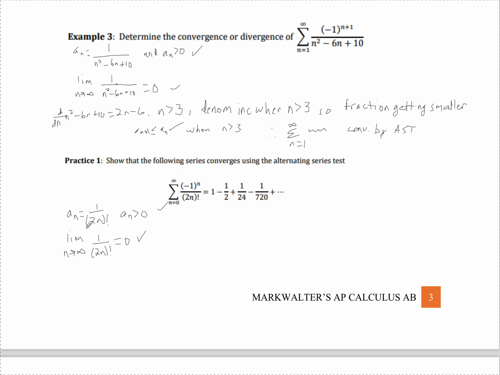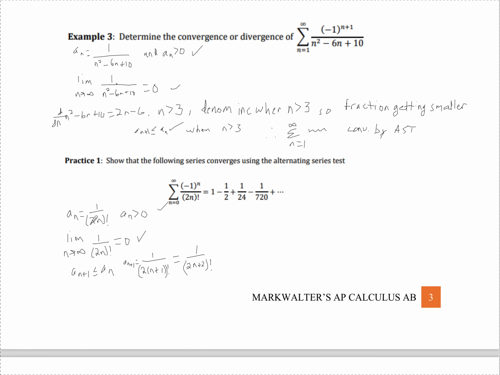Great. Now we have to prove that a sub n plus 1 is eventually less than or equal to a sub n. We can do a quick little check. Maybe this isn't really a thing we can take a derivative of, so we could do a direct comparison. Let's plug in n plus 1 for n. So that'd be 2 times n plus 1 factorial. This is a sub n plus 1. What does this neaten up to? That gets to be a little weird looking, but it'd be 1 over, think about it, 2n plus 2 factorial.